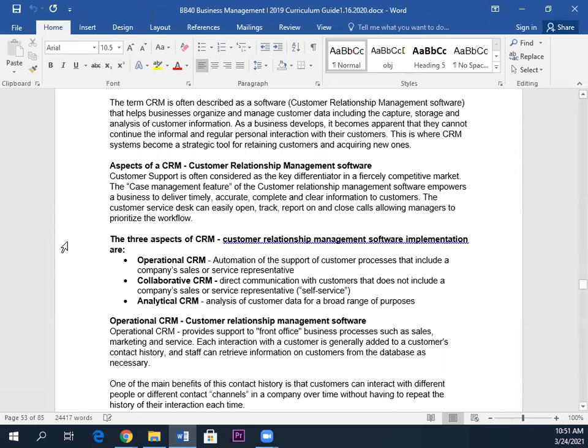Aspects of CRM, customer relationship management software. Customer support is often considered the key differentiator in a fiercely competitive market. The case management feature of the customer relationship management software empowers a business to deliver timely, accurate, complete, and clear information to customers. If it's all online in the software, then it's a lot easier to share it.